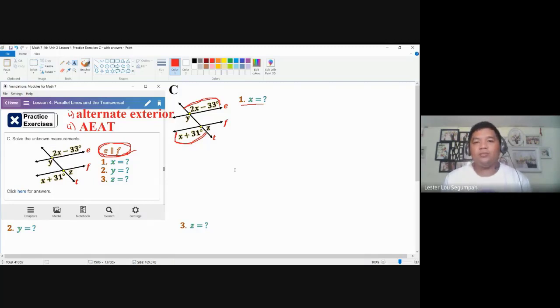If they have the same measurement, we can now simply equate the values here: x minus 33 degrees is equal to x plus 31 degrees. How did we come up with this equation? We have come up with this equation following the claim that the alternate exterior angles, when the transversal line cuts two parallel lines, are congruent or have the same measurement. That is why it's very important for us to identify first the pairs of angles which are formed by these two angles having the same variable x.